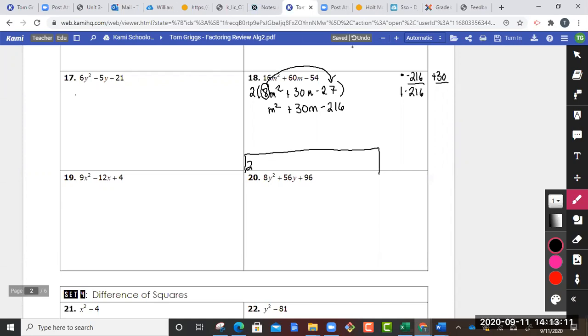18, 30, no, 36 and negative 6. Yeah. 36 and negative 6, okay. Because 18 and 12 doesn't give you negative 216. It has to be 30. Yeah, but when they're multiplied. So negative 6 times 36 is negative 216. I'm going to assume that 36 minus 6 is definitely 30. So that's the combo that works.